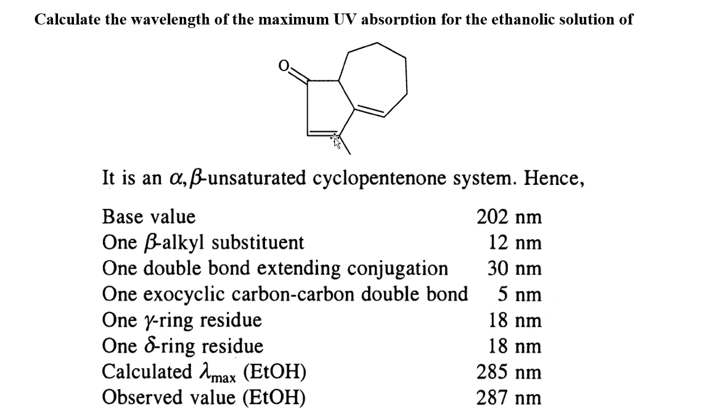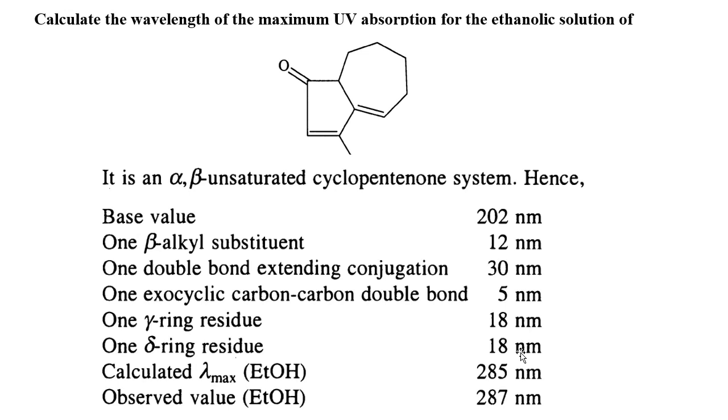See, it is alpha, beta, gamma, and it is the delta position. This delta position has a ring residue. Here is a ring residue at the delta position of the molecule. This delta ring residue contributes another 18 nanometer as the increment.